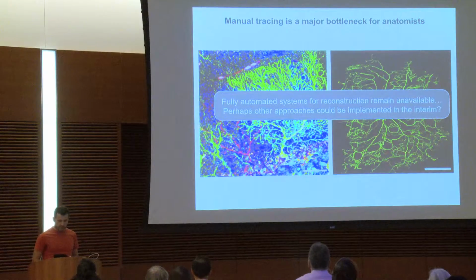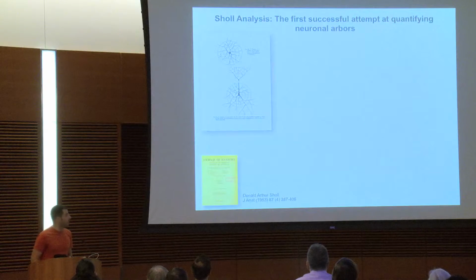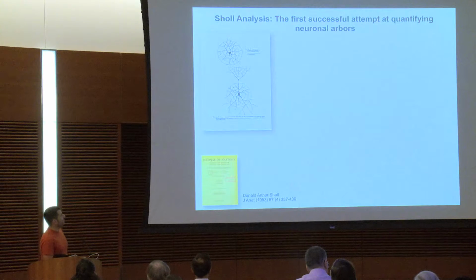One technique that already existed, and that I've been using for a while, is called Sholl analysis. It is actually the first successful attempt to quantify neuron arbors, and it was established by anatomists at UCL in 1953, more than 50 years ago. I won't tell you the rationale behind the technique, although it's a fascinating story, and if you have time, perhaps you can ask me about it. But I'll tell you a bit of how it works.